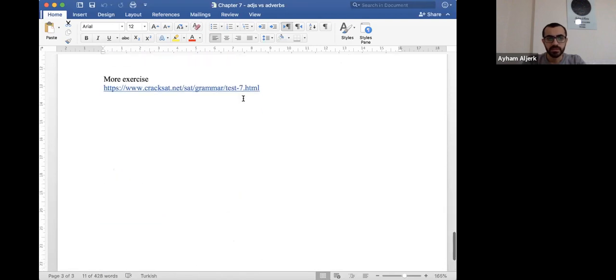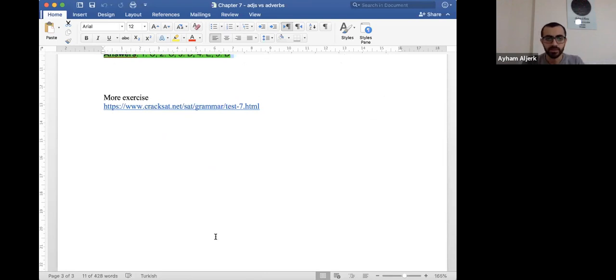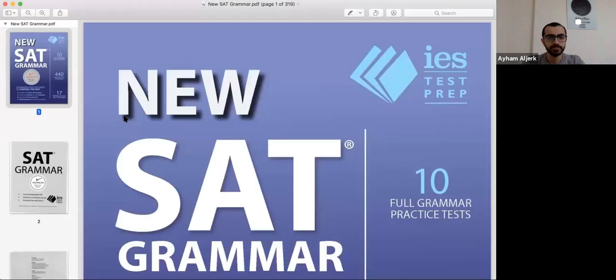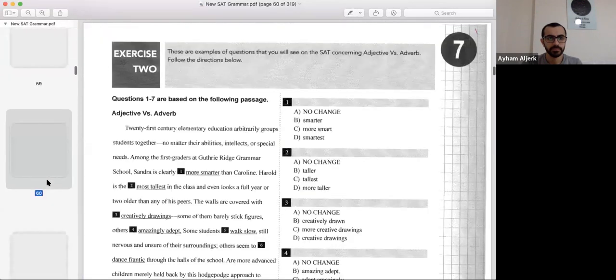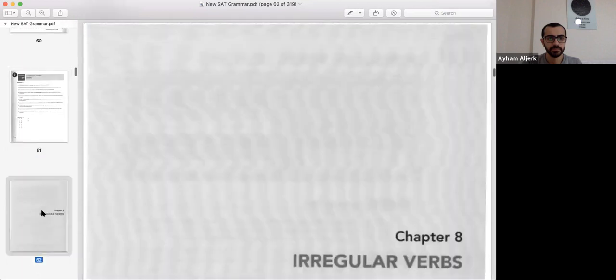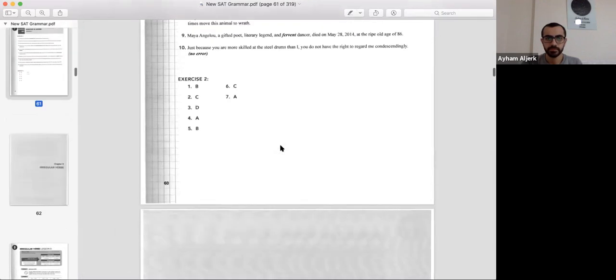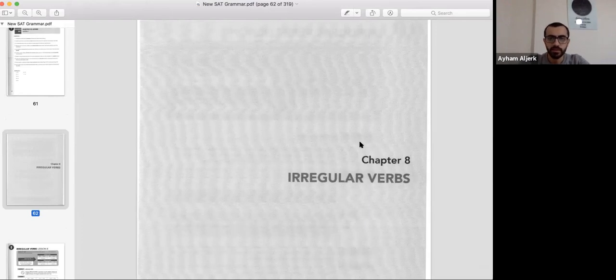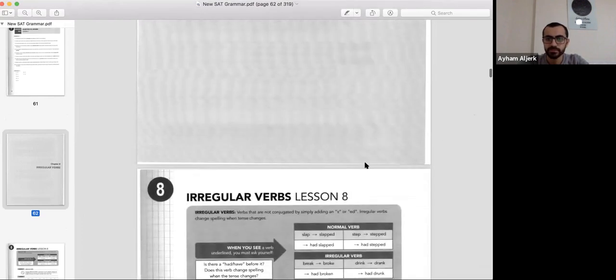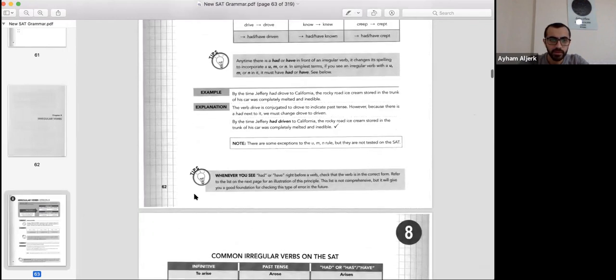So that was the answer key to this exercise, and you already have the answer keys online for this one. Let me share the book with you. All right. Now we're going to start with Chapter 8. Chapter 8 talks about irregular verbs. If you could go to page 62.